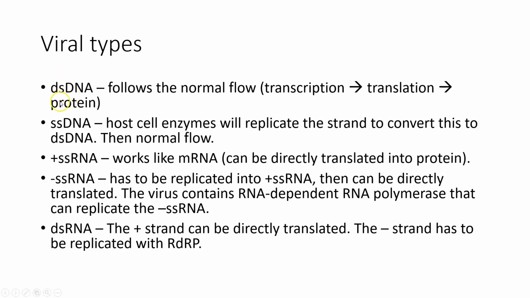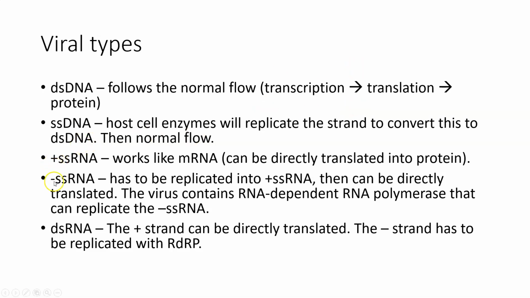And so dsDNA is double-stranded DNA. That works just like regular old DNA, so it can do the normal flow, transcription, translation. We get a protein at the end of that. Single-stranded DNA is different, though, because it's just one strand and not 2, and so we can convert that single strand into double-stranded DNA with the enzyme DNA polymerase, and then from there we can use it just like always.